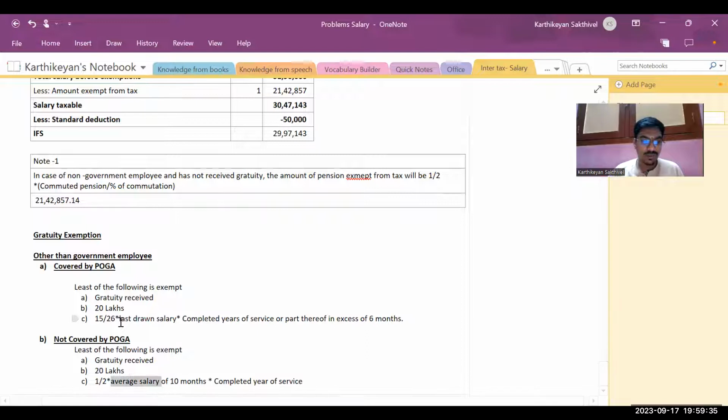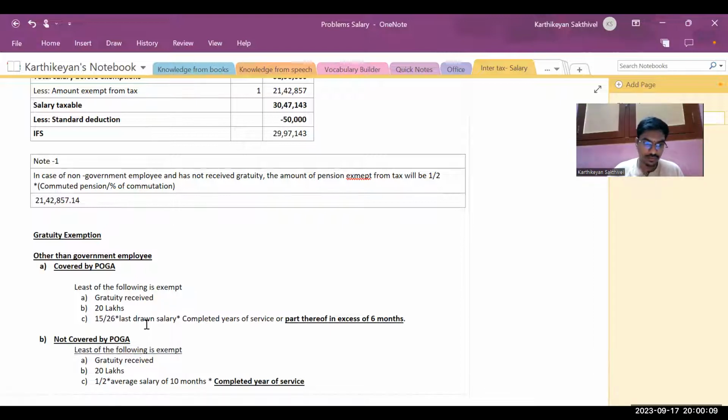Now, if he is not covered by Payment of Gratuity Act, we'll use the average salary for the last 10 months of which he was in employment. And the third thing is, for every completed year of service, part thereof in excess of 6 months should be taken as a year. However, here you will take only completed years of service, and this part thereof in excess of 6 months is not available if he is not covered by Payment of Gratuity Act. Clear?